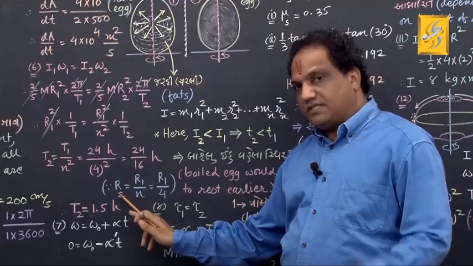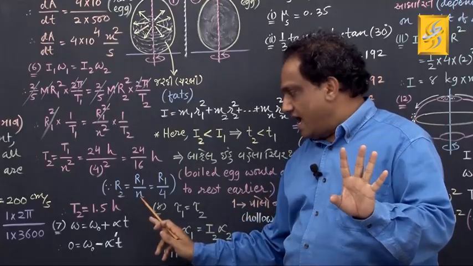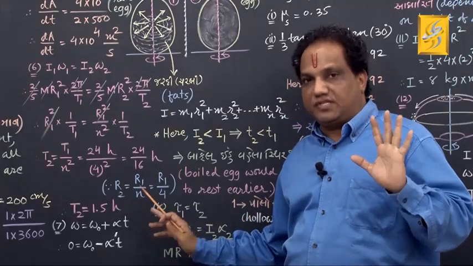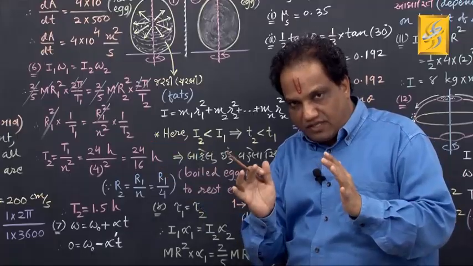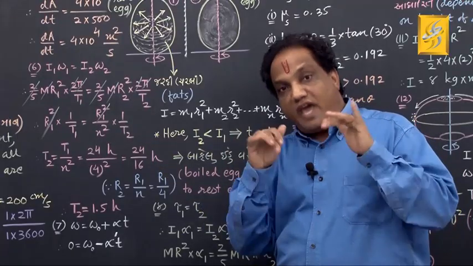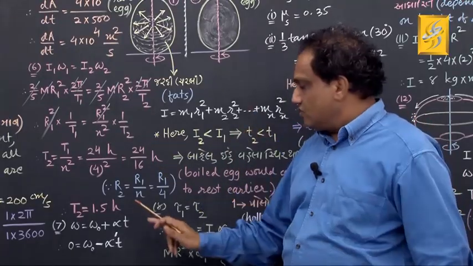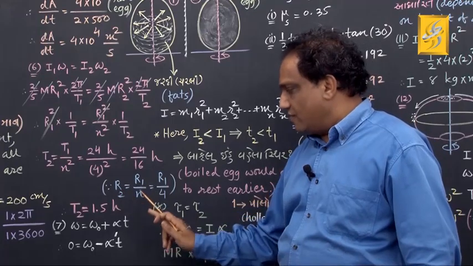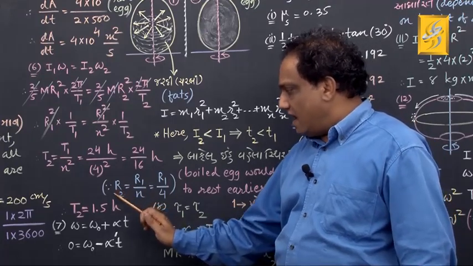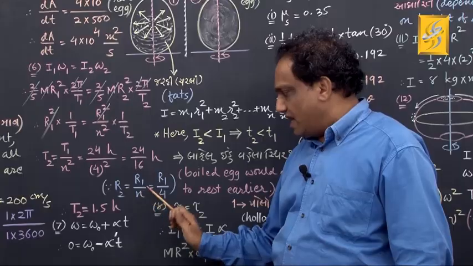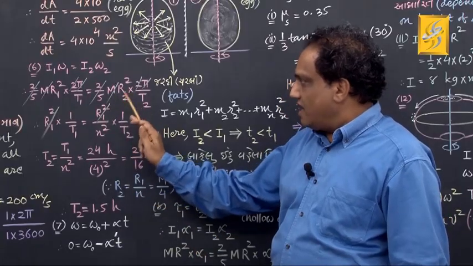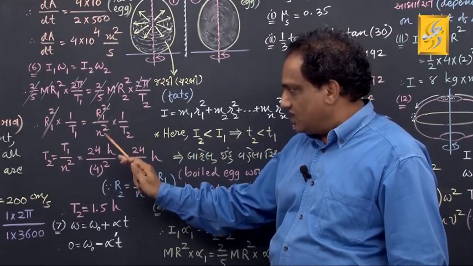Now the new radius has become, suppose, the nth part of the initial radius. Because of shrinkage of Earth, suppose the radius decreases to the nth part of the initial radius. So I am taking, at present, R2 equals R1 upon n. Then R2 square will be R1 square upon n square.